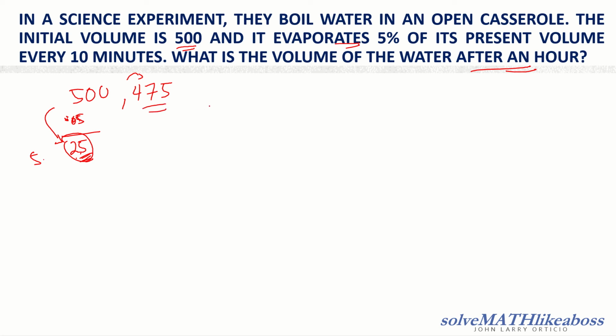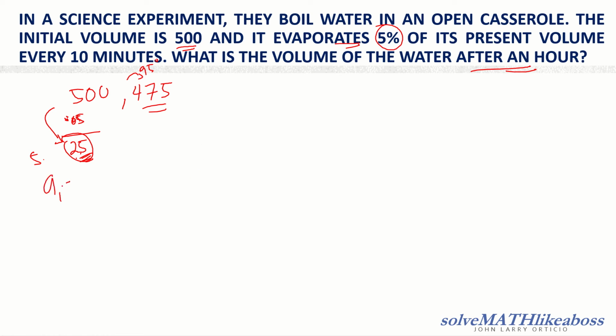Ano ba yung 475? Diba? Yung para sa 100%, kulang tayo ng 95. So, ibig sabihin, 95% to. Yung 475. So, ibig sabihin, kunin na lang natin yung 95% ng bawat term. So, yun yung magiging common ratio natin.